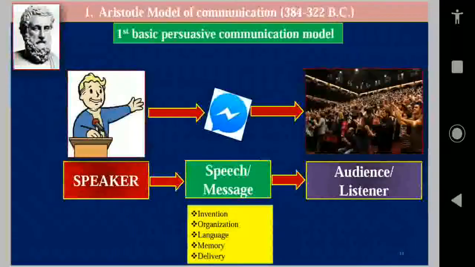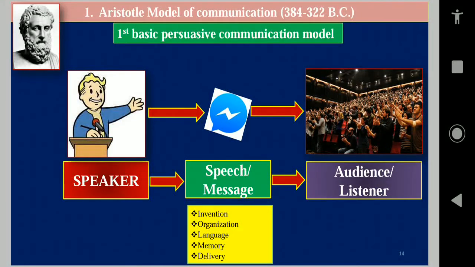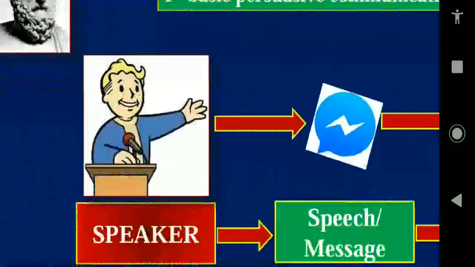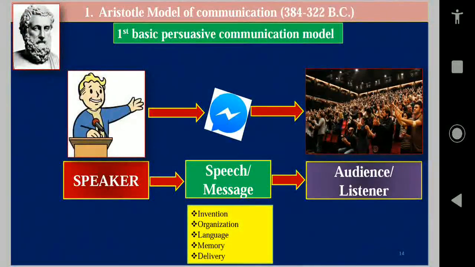First is your Aristotle model of communication. It was developed in 384 to 322 BC. It is the first basic persuasive communication model. According to Aristotle, there are 3 ingredients, that is your speaker, speech, audience. Speech is also called as message, and audience is nothing but your listener.